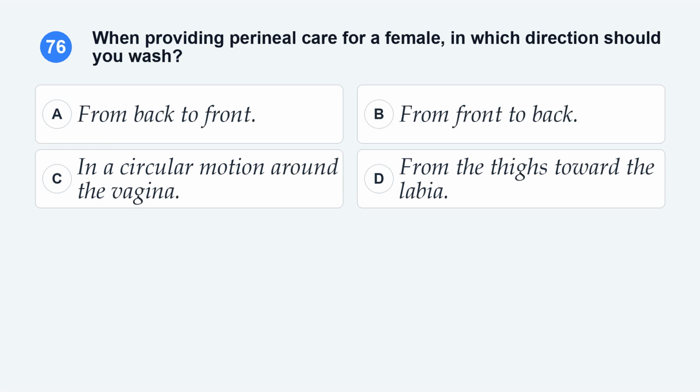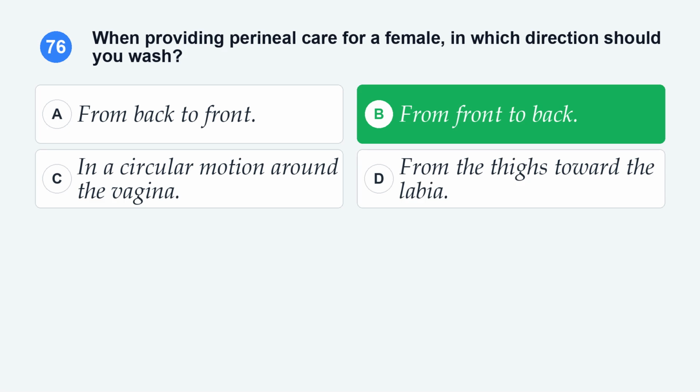Question 76. When providing perineal care for a female, in which direction should you wash? Option A. From back to front. Option B. From front to back. Option C. In a circular motion around the vagina. Option D. From the thighs toward the labia.